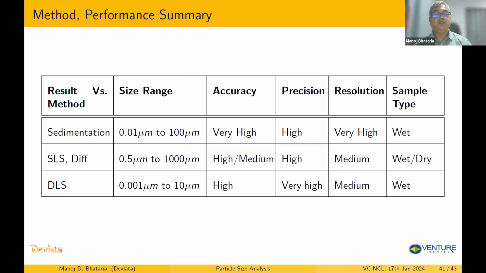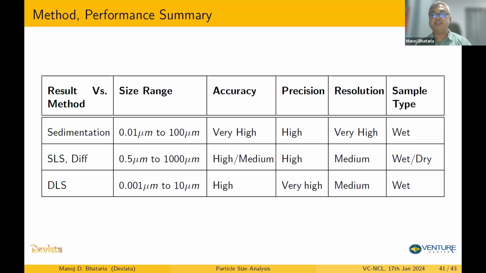In the summary, I've just prepared what the size range and accuracy are for each. As you see, in SLS, differential diffraction or Mie, we can do wet as well as dry. But for sedimentation and DLS, it has to be a wet sample. You can't do dry samples in this case. But sedimentation has the highest resolution. If you have two particle sizes very close to each other, sedimentation can find those two sizes very easily.